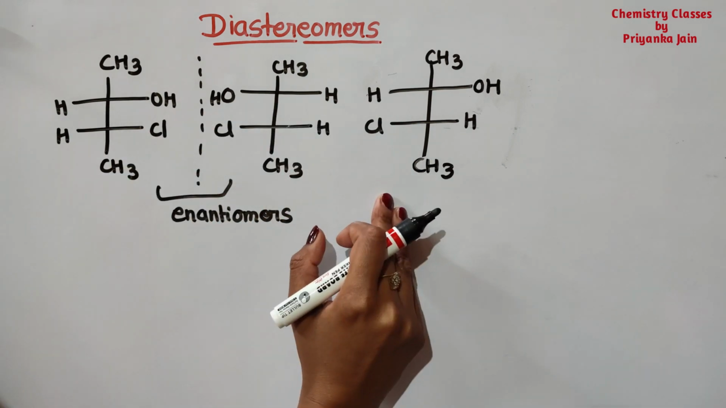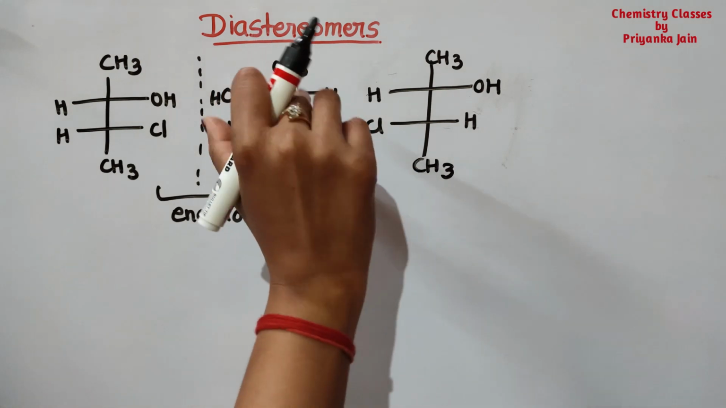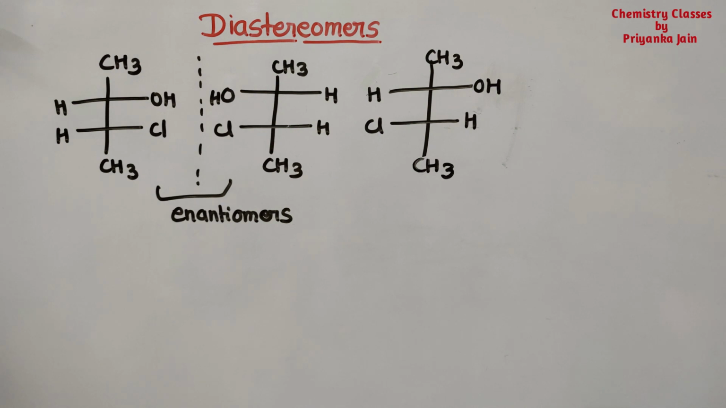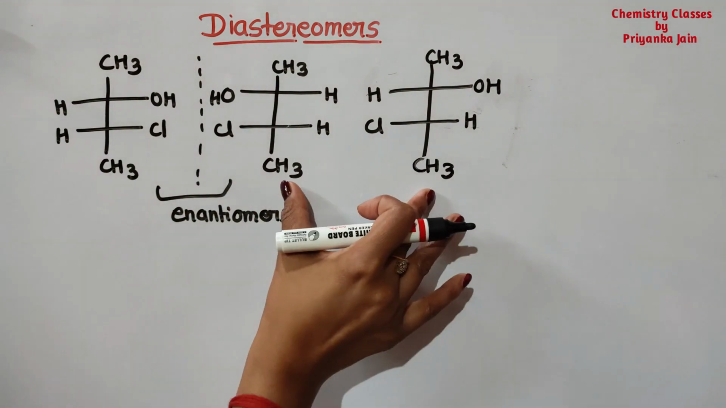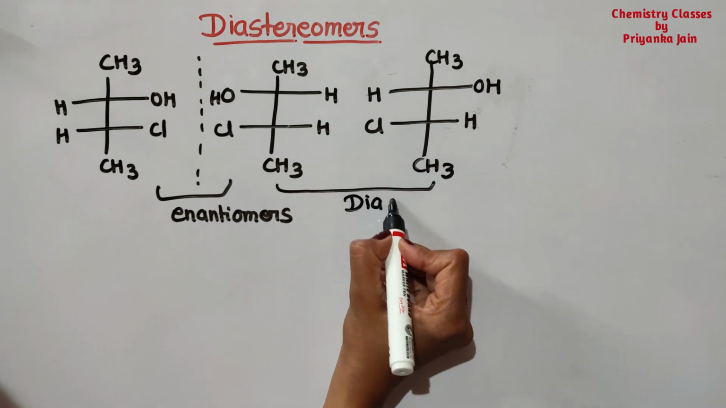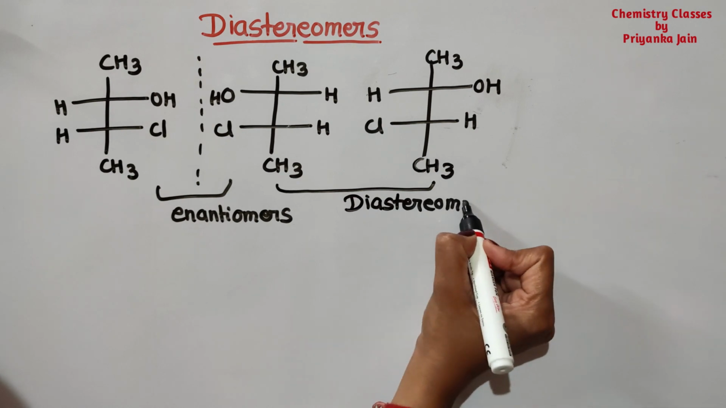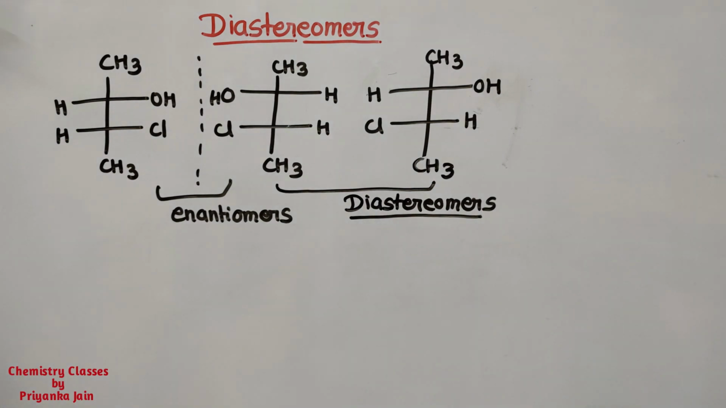These are not mirror images of each other, right? But they are also not same molecules. If you are rotating this molecule by 180 degree, you are not getting this structure, okay? So these are not homomers and these are not enantiomers. So these are called the diastereomers. When 2 molecules are not mirror images of each other, but they are stereoisomers, then they are called diastereomers, okay?